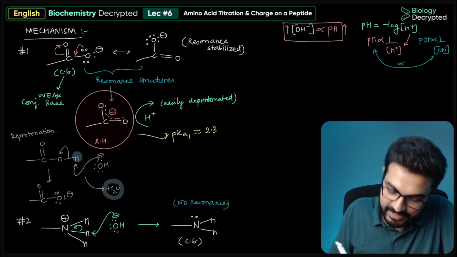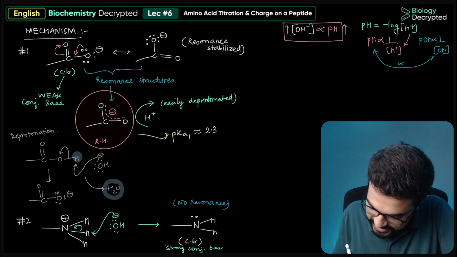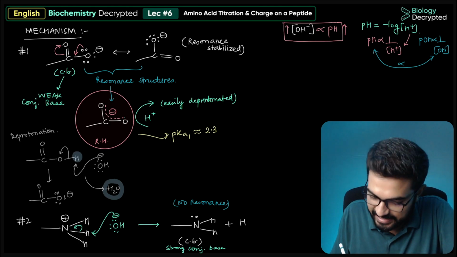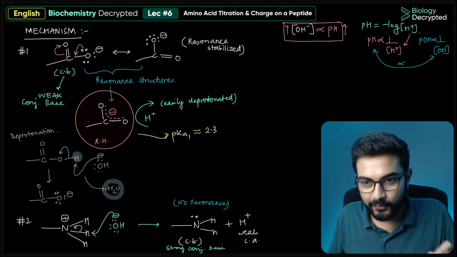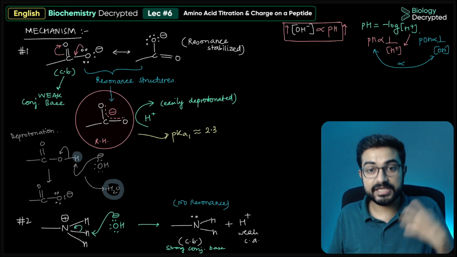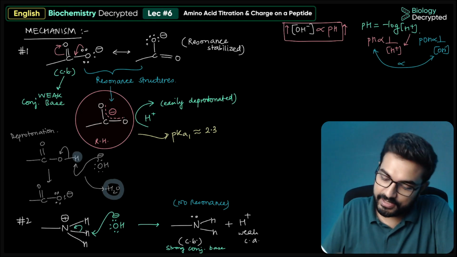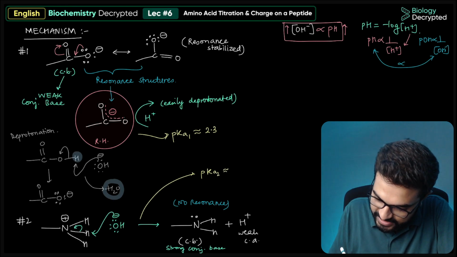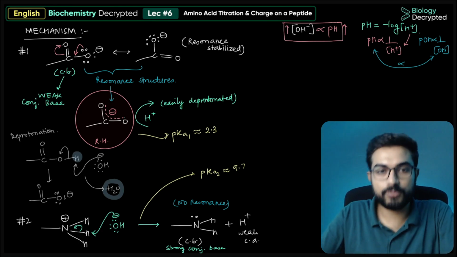But what we can see here is this is a strong conjugate base. And strong conjugate bases have weak conjugate acids, and therefore this ionization requires a higher value of pH, or you can say a higher concentration of OH minus ions for ionization. And therefore what we can say here is the pKa value, that is pKa2, is approximately 9.6 to 9.7.